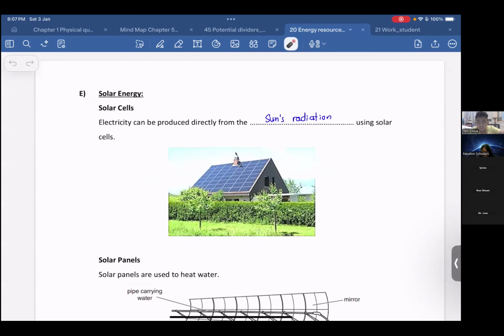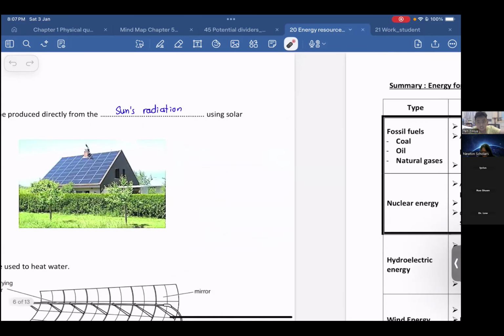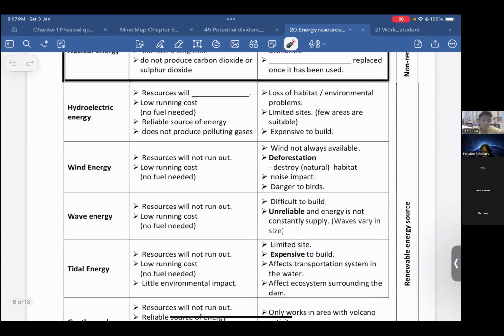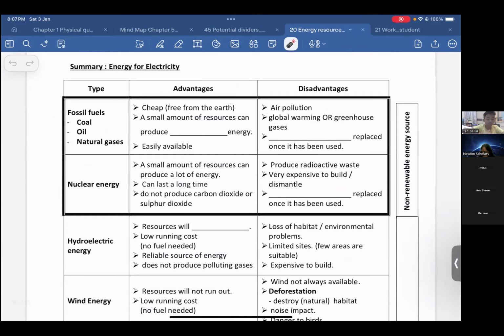Okay, so here we come to page number 6. This one is talking about advantages and disadvantages. The first two are non-renewable energy resources. That means after we use it, no more already. We burn the coal, then no more. We burn the oil, no more. It cannot be reused.